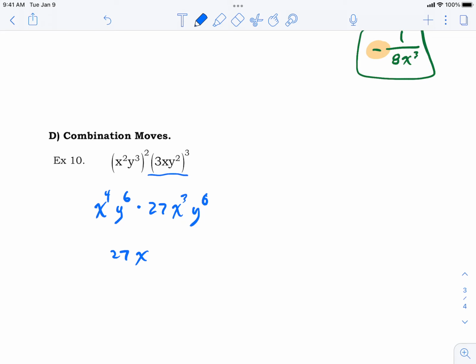It's nice to go in alphabetical order. I've got a 4 and I got a 3, so that adds up to a 7. And then on the y's, I got a 6, I got a 6, so that adds up to a 12. So 27, x to the 7, y to the 12th. Cool, so I only basically had to use 2 laws of exponents, the old multiply law and the old add law.